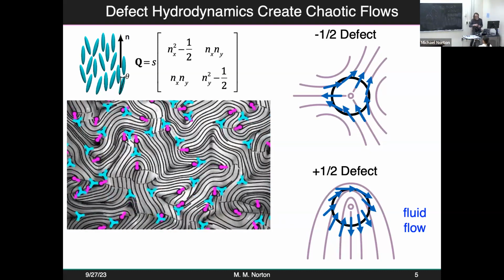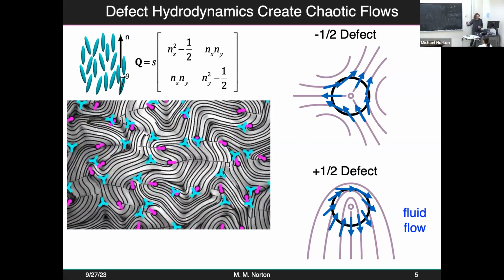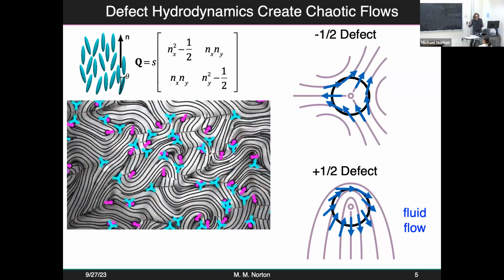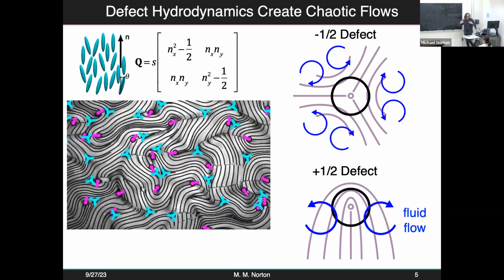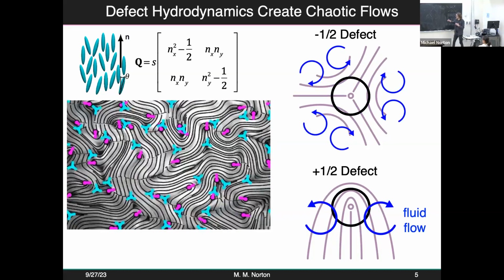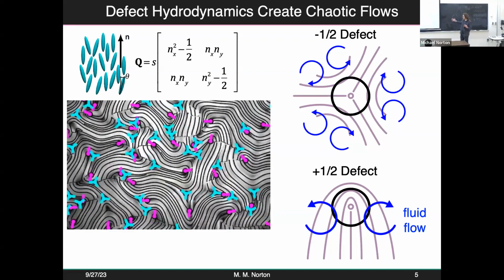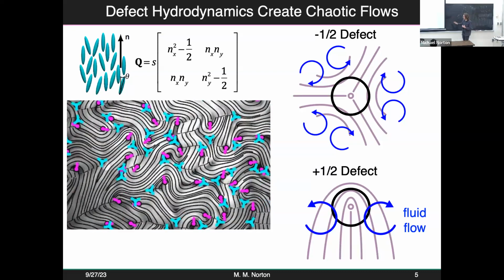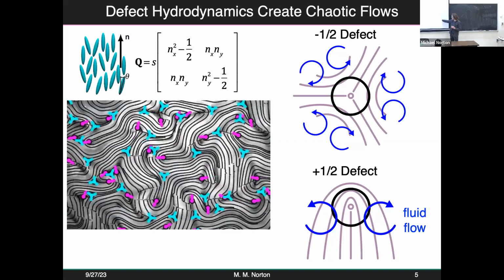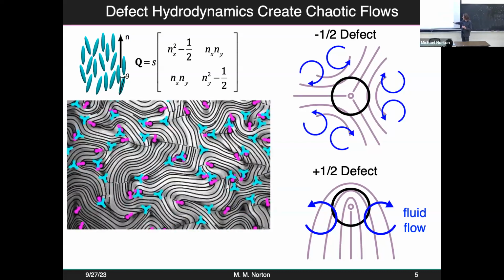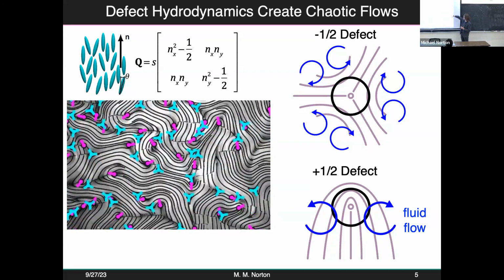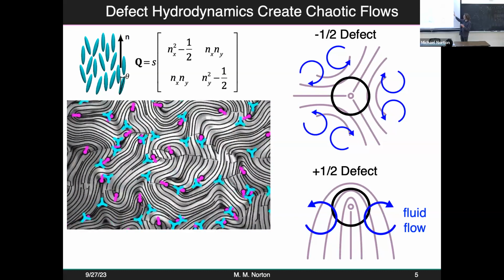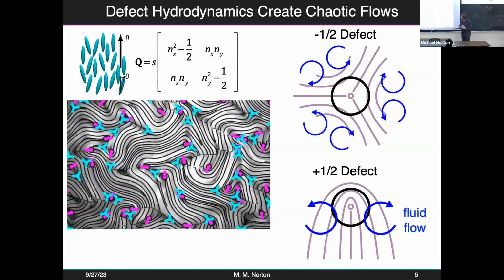Yeah, and so these defects get quantified according to their winding number. That's not going to be super important right now, but I think the main thing to point out is that each of them has associated with it particular kinds of active flows, and so they interact with each other through this advection. The +half defects, because of their symmetry, tend to propel themselves, while the -half defects are still generating active flows, but in isolation would not have the net propulsion.